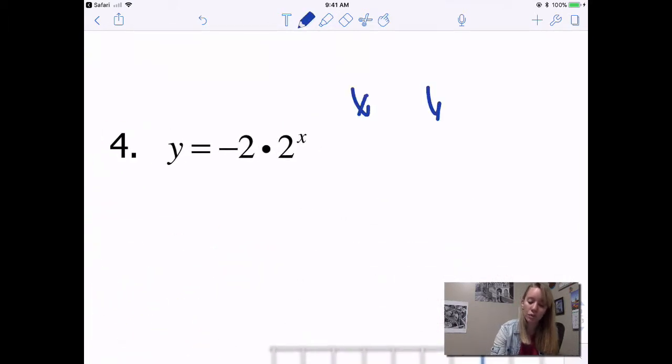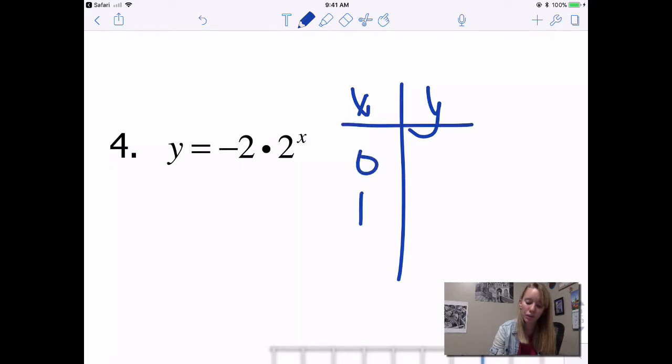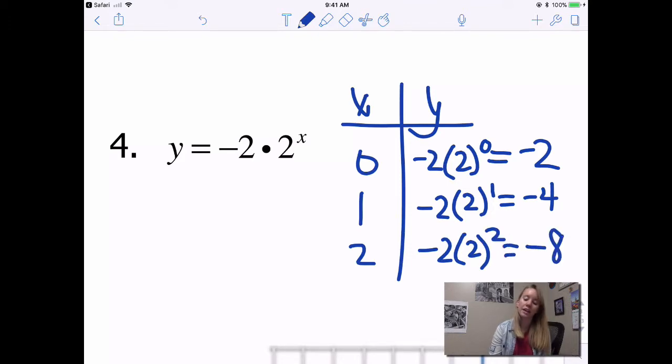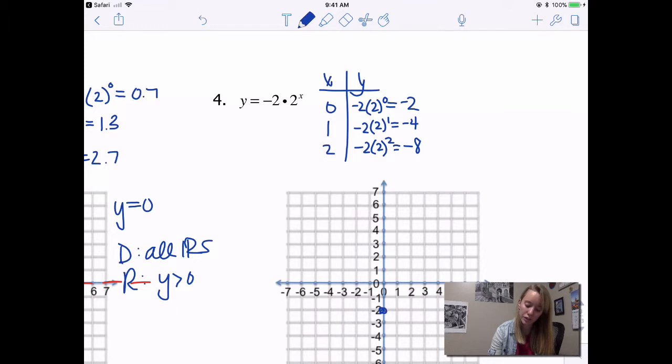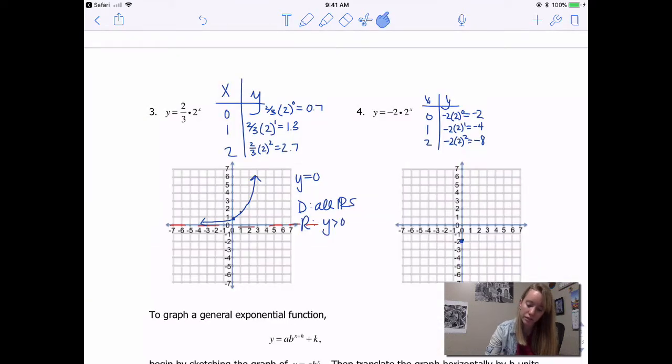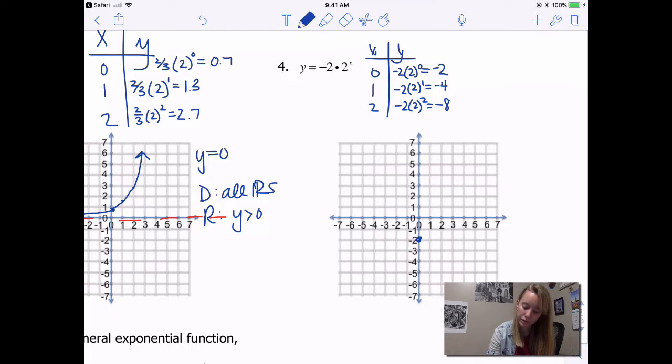Here I've got x, y, plug in 0, 1, and 2. When I plug in 0, I get -2 times 2 to the 0 is -2. When I plug in 1, I get -2 times 2 to the 1 is -4. And then -2 times 2 to the 2 is -8. So 0, -2, 1, -4, and 2, -8.